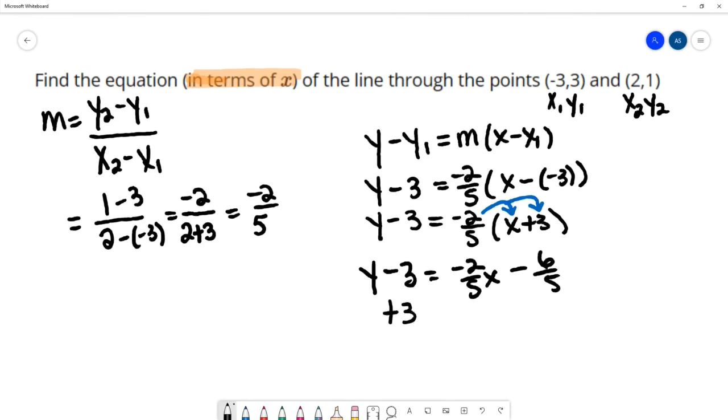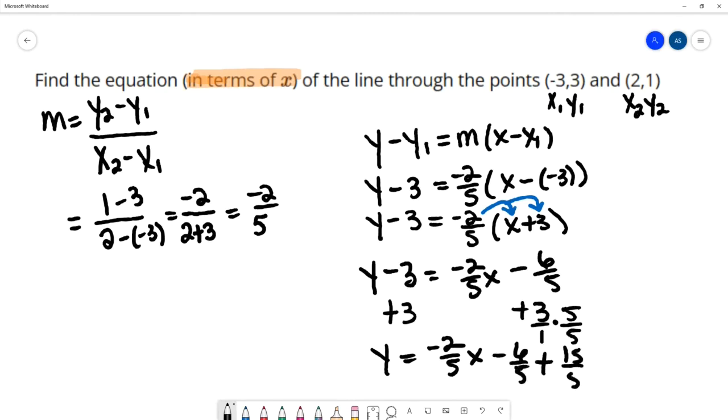And I'll add 3 to both sides. To add 3 to both sides, I need to get a common denominator. 3 is the same thing as 3 over 1, and I want it to have a denominator of 5. I'm going to multiply by 5 over 5. So that gives negative 6/5 plus 15/5.